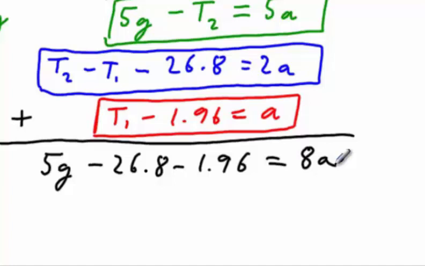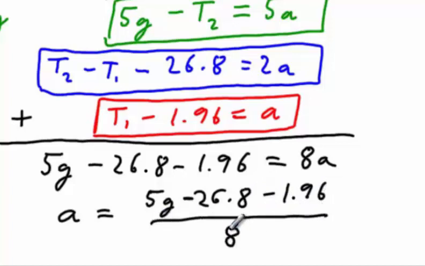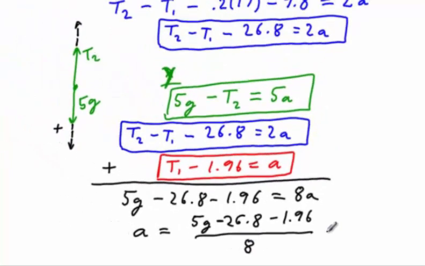The only unknown in this equation is the acceleration, so the acceleration is going to be 5g minus 26.8 minus 1.96 over 8. And I get an acceleration of 2.5 meter per second squared, which is less than g, and so at least that's plausible. There's no way you're going to take a system like that and get an acceleration greater than g.